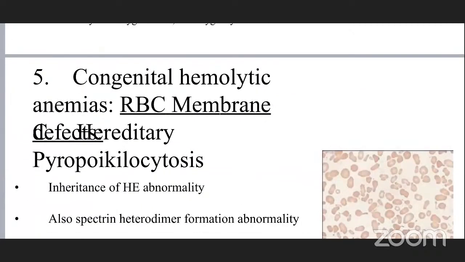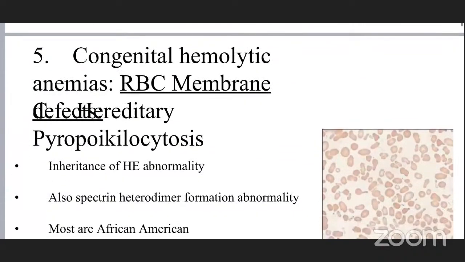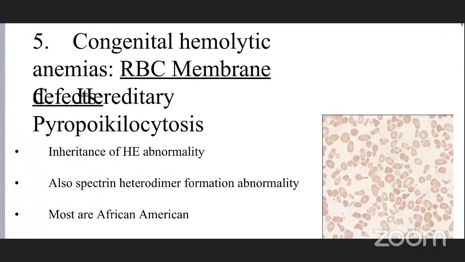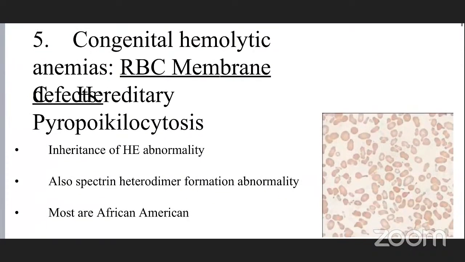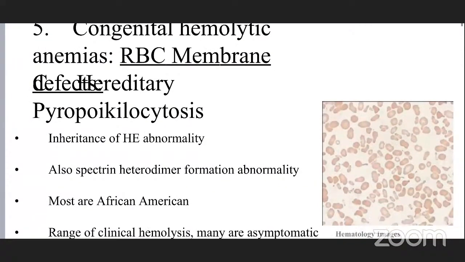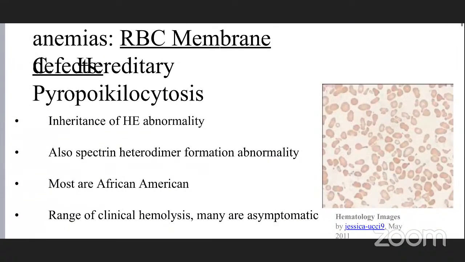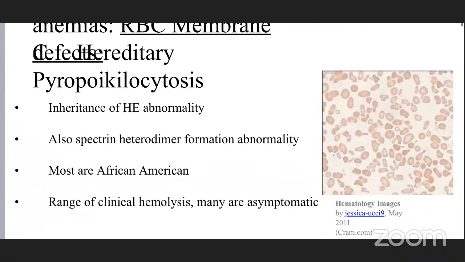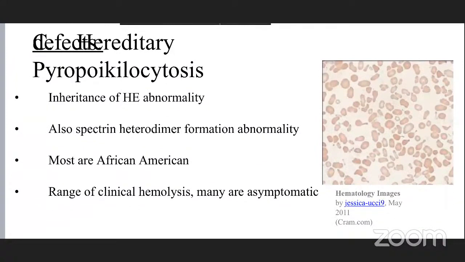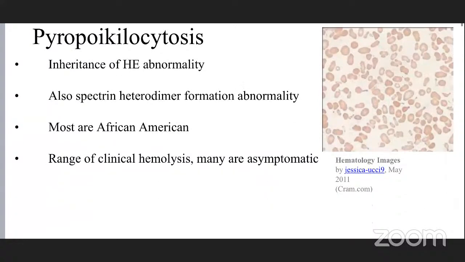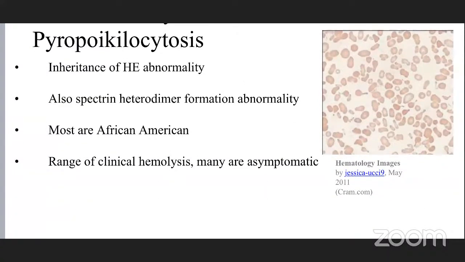So we continue with congenital hemolytic anemia of the RBC membrane, what is called hereditary pyropoikilocytosis. This is an inheritance of hereditary elliptocytosis abnormality, also a spectrin heterodimer formation abnormality. Most are African American. There is a range of clinical hemolysis, and many are asymptomatic. In this slide you can see how the bizarre RBCs look.